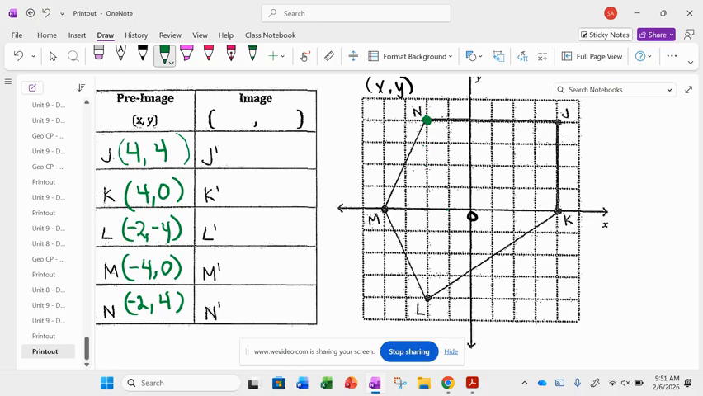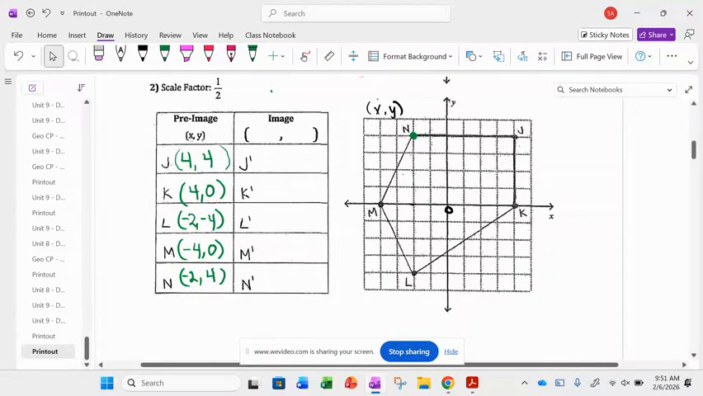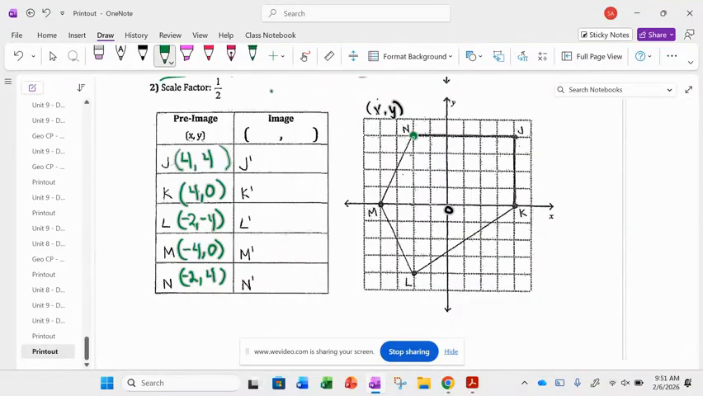Is everybody okay with how we're figuring out the coordinates? Anybody confused? Because I can explain it again. Okay, so now to get the new coordinates after we perform the dilation, what you're going to do is take your scale factor. My scale factor is a half, and we're going to take a half and multiply it by the x coordinate and take a half and multiply it by the y coordinate.